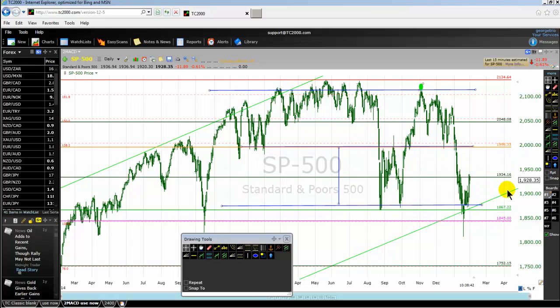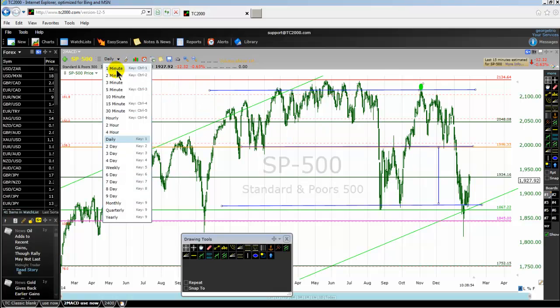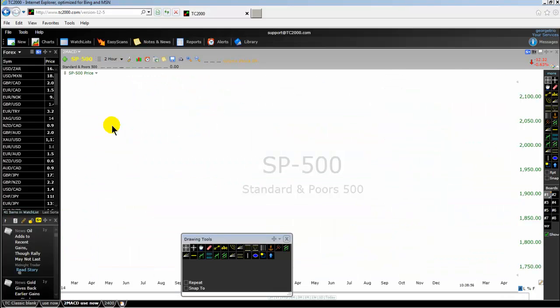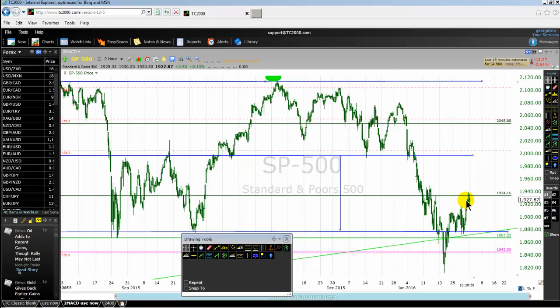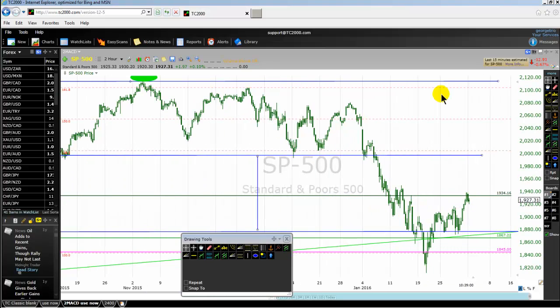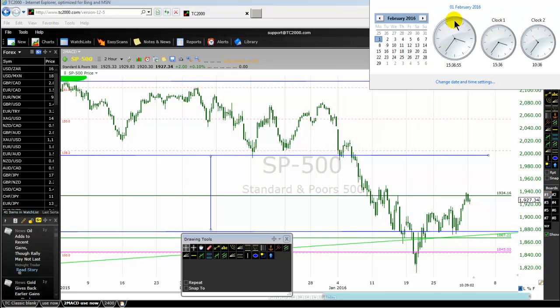So this smaller channel here, you see the size. This is this channel here. This is the size of the channel. Okay, we have another median line near the level 1934. That's where we are today. So if I switch my time frame, this is a live chart because the market is open now. You can see that's where traders, you see today, that's today. Okay, today is the 1st of February 2016.